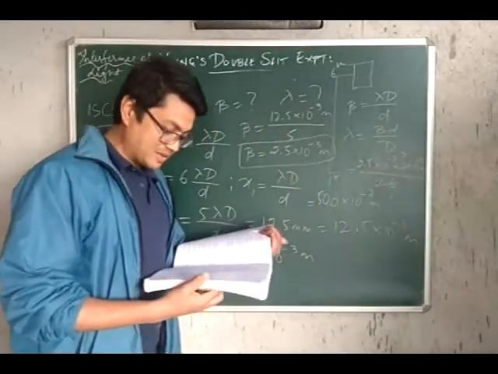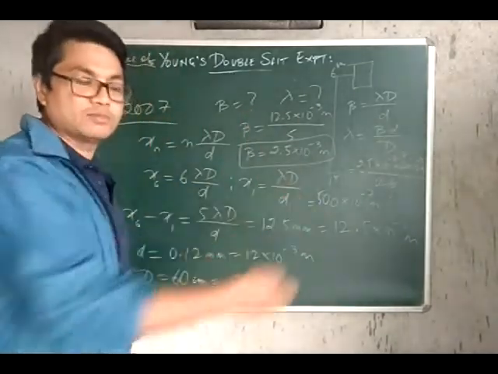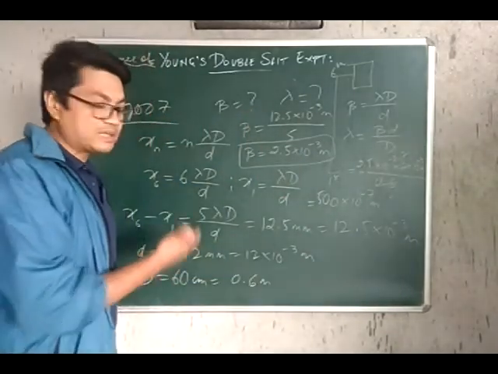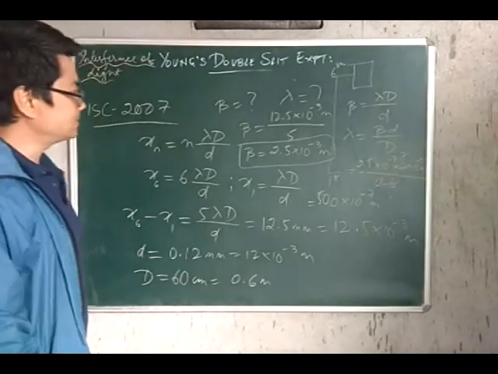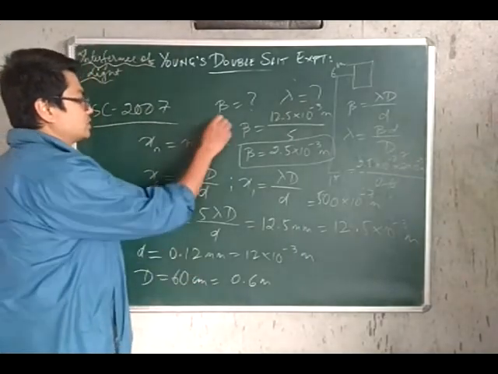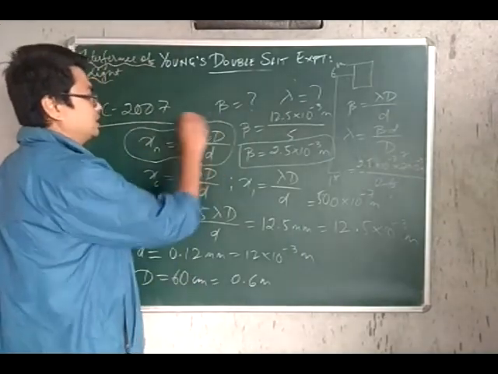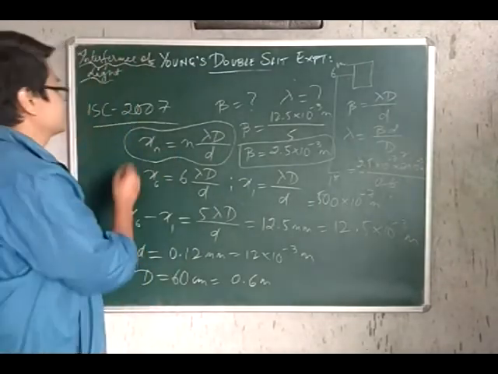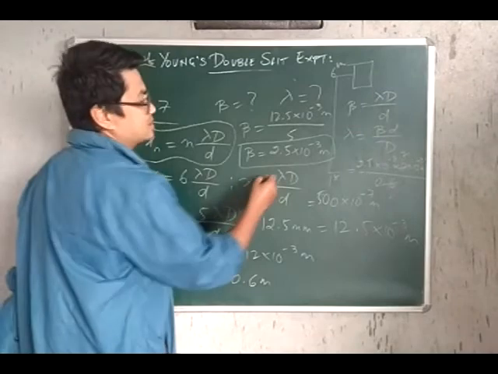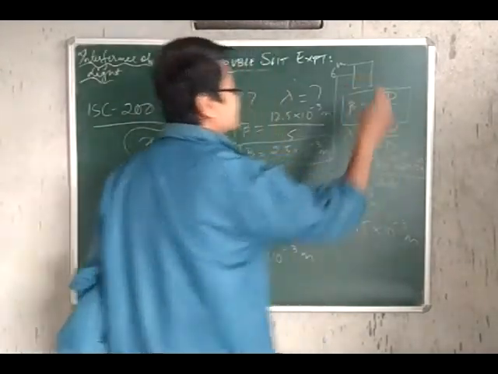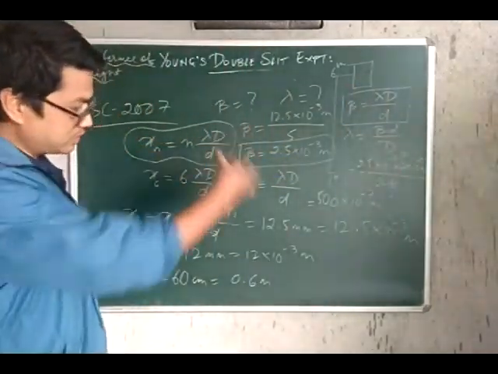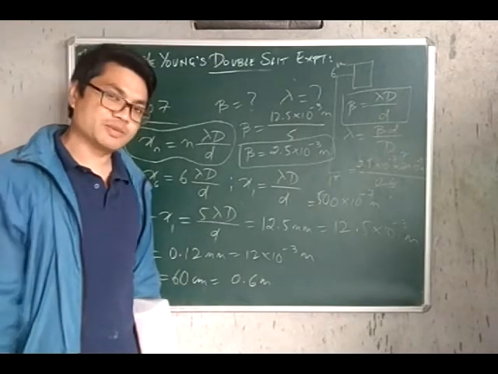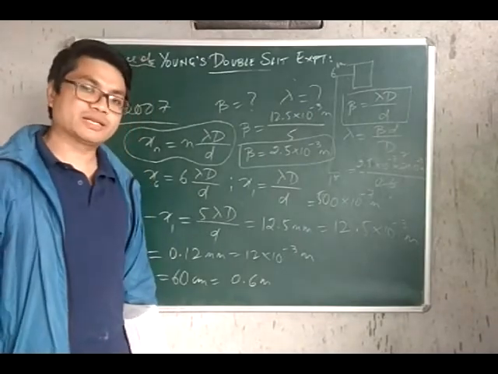You can check the mathematics, but I hope the physics part is clear. This is the formula that you need to remember. It also gives us the formula for the fringe width, beta is lambda D by small d. So you substitute the values, check the mathematics, and work it out yourself.